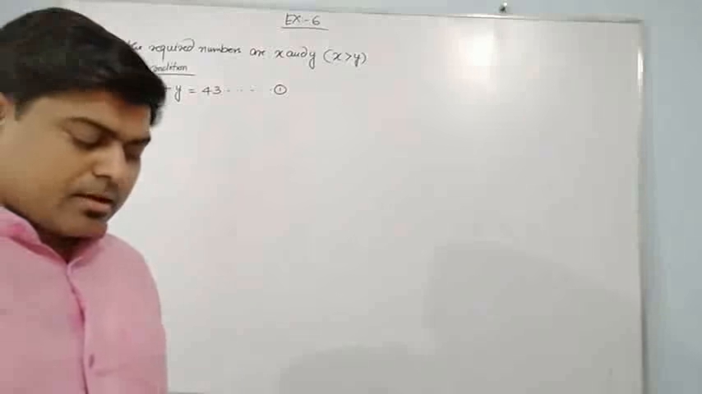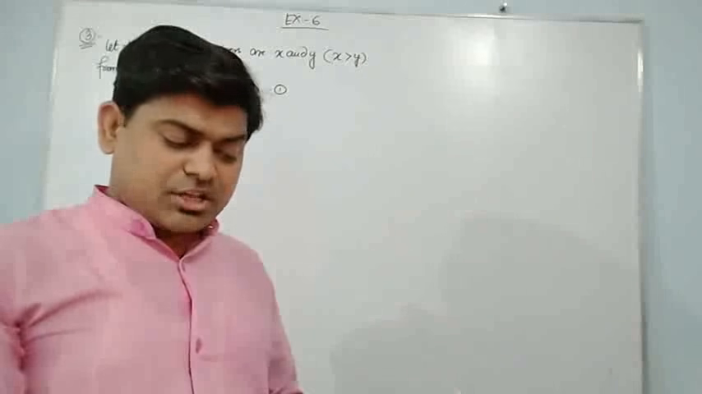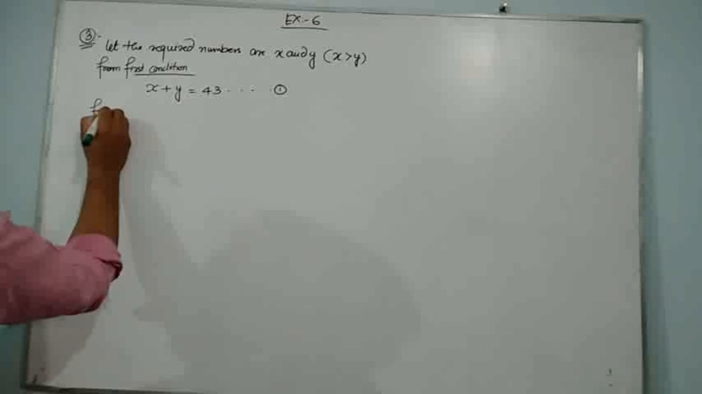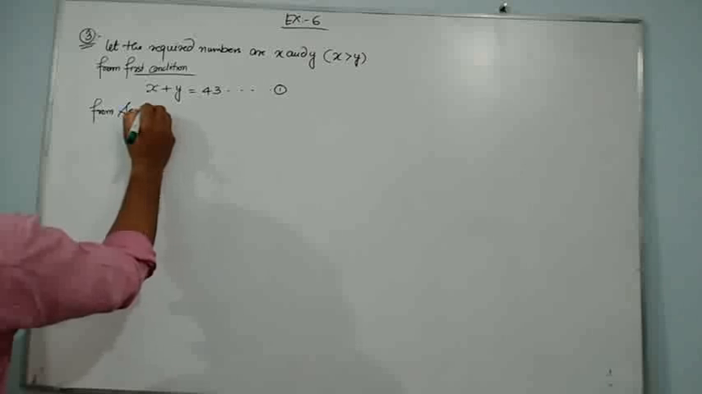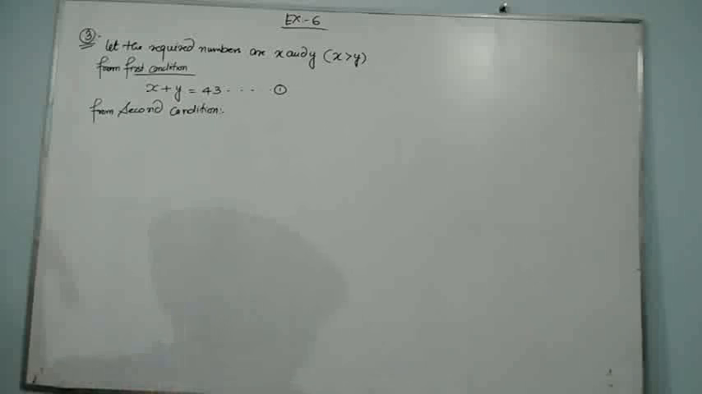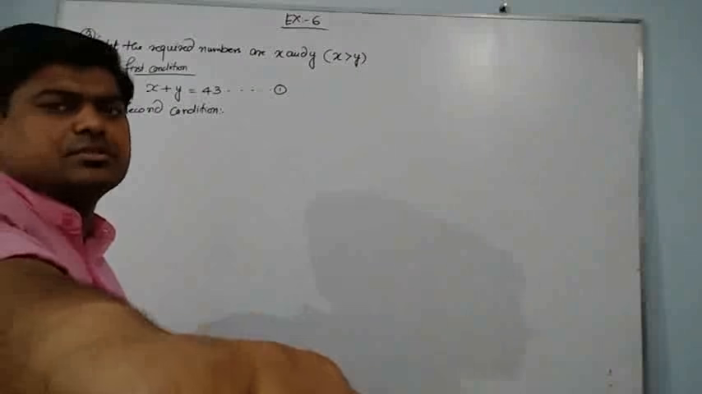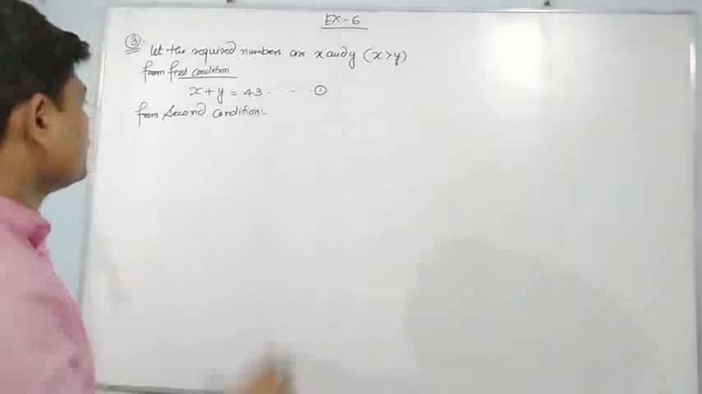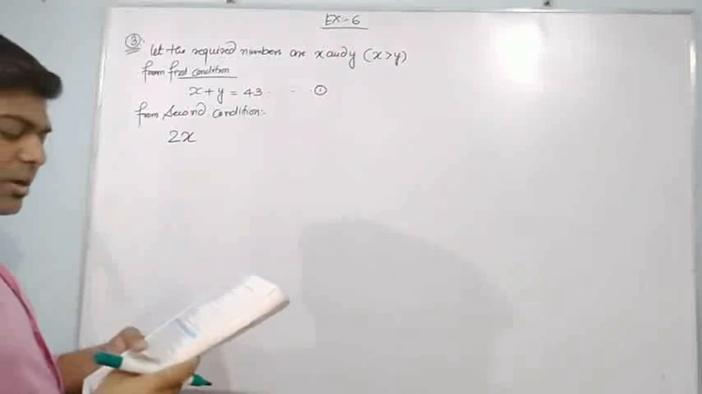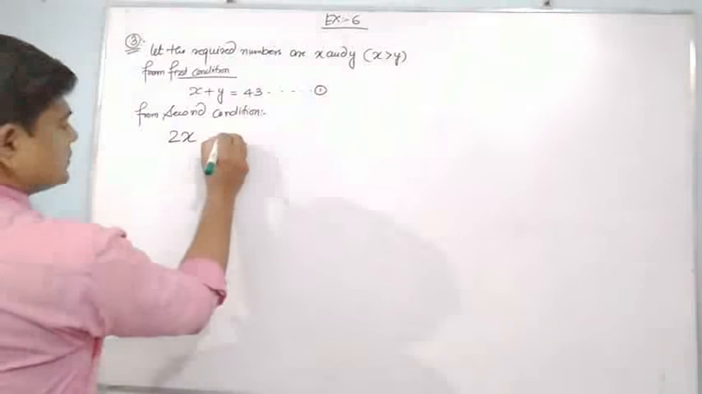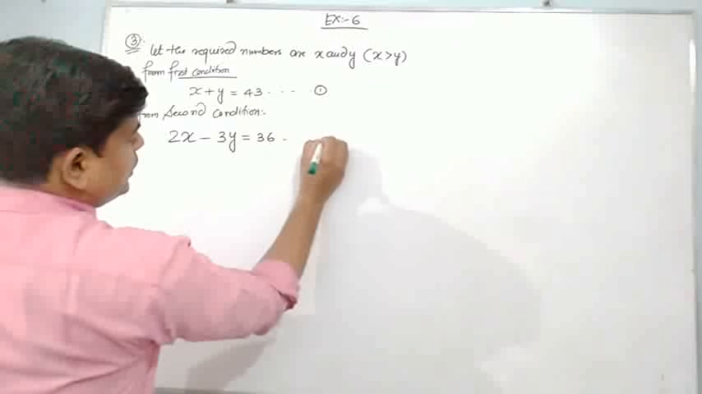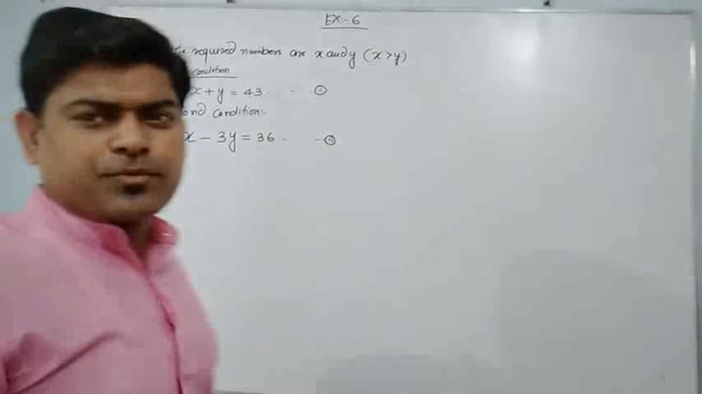Now, second condition: I told you, if the larger number is doubled, double means 2x. As I am writing here from the first condition, for the second condition you may write directly according to the question or the given condition. You need not be very much worried about it. Larger number will be doubled and smaller number will be tripled, that is 3y, and their difference, difference means minus, is equal to 36. Now we have these two equations. I have to find the value of x and y.